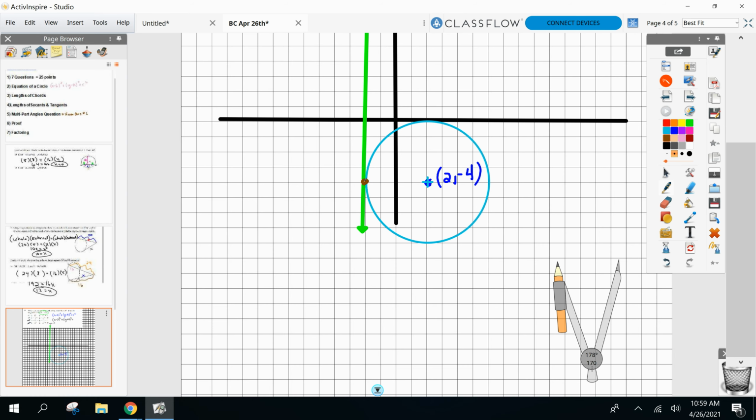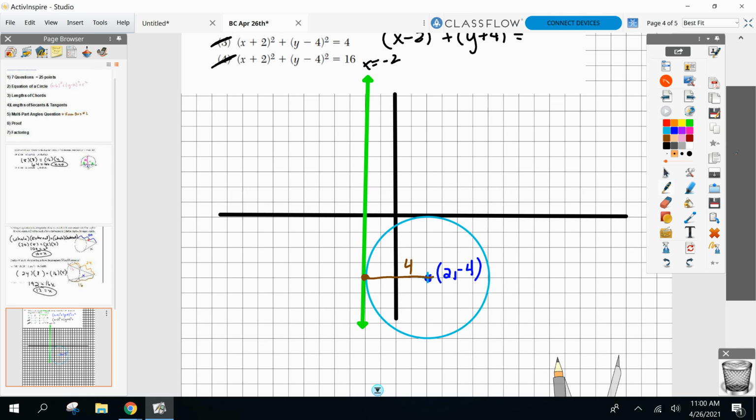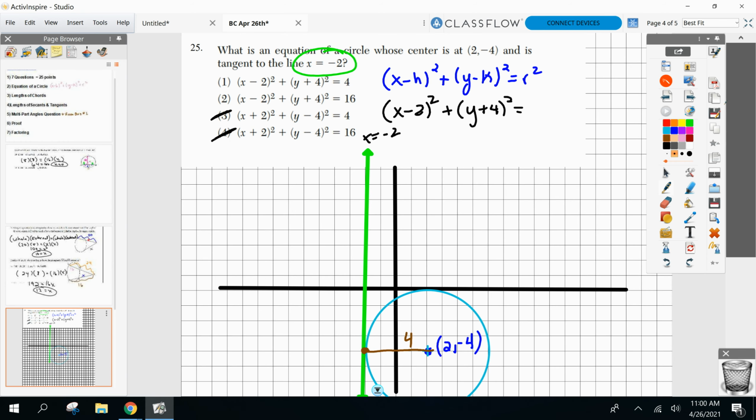And what do I always know about the radius and the tangent? They're going to be perpendicular. So if the tangent is vertical, what should be the radius then? Definitely horizontal, if I'm going to form a right angle. How long is the radius? 4 units, but that's not what I plug in the equation. What do I plug in the equation? 4 squared. So that's why it's going to be 16 here.